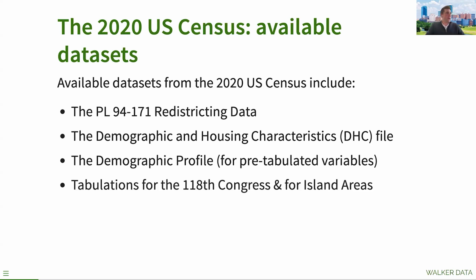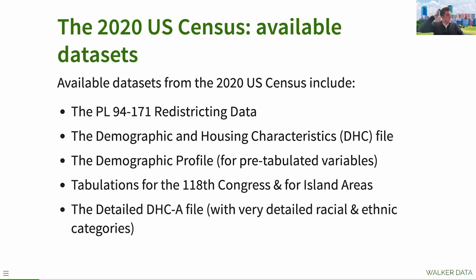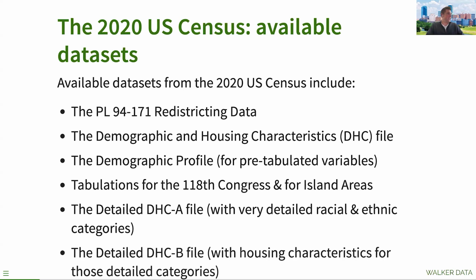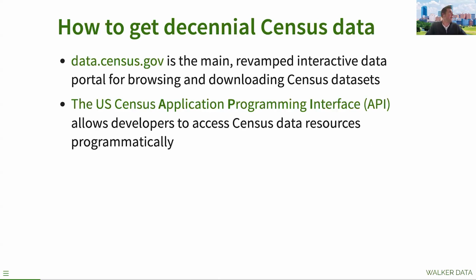We also have tabulations for the 118th Congress. We're now later on, and we've seen new redistricting since then, but the 118th Congress was the Congress that had all those redistricted areas. And so we have tabulations for that. And then the detailed DHCA and DHCB files, which give you very detailed racial and ethnic categories and then housing characteristics for those categories. So we've got a bunch of data that you can work with.